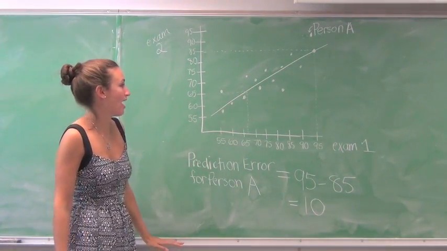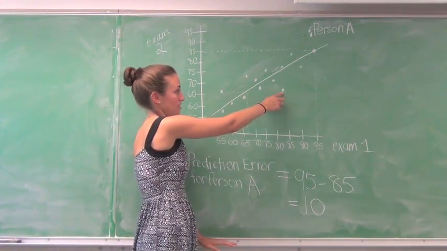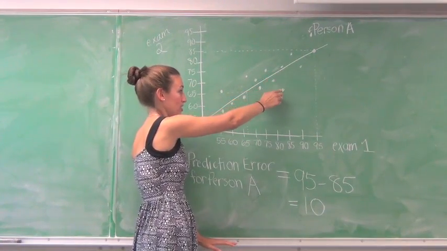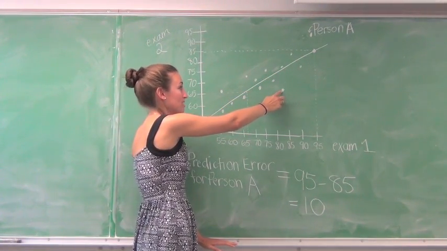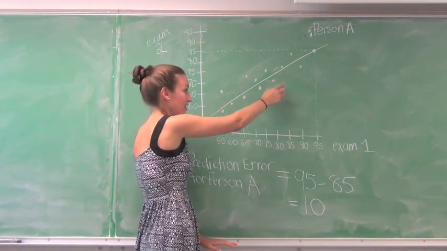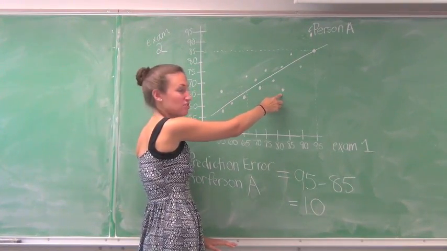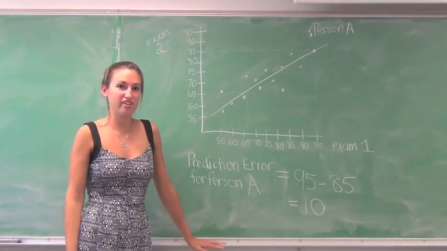If we were looking at this person, for example, they lie below the regression line. So we predicted that they did better than they actually did. So this person would have a negative prediction error.